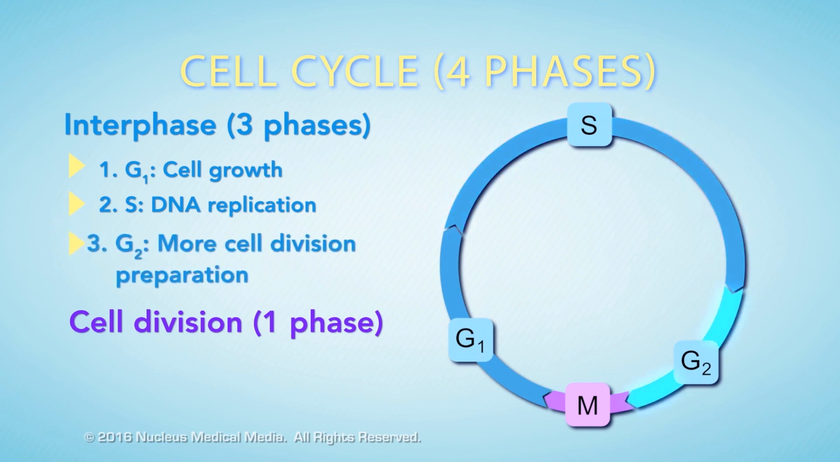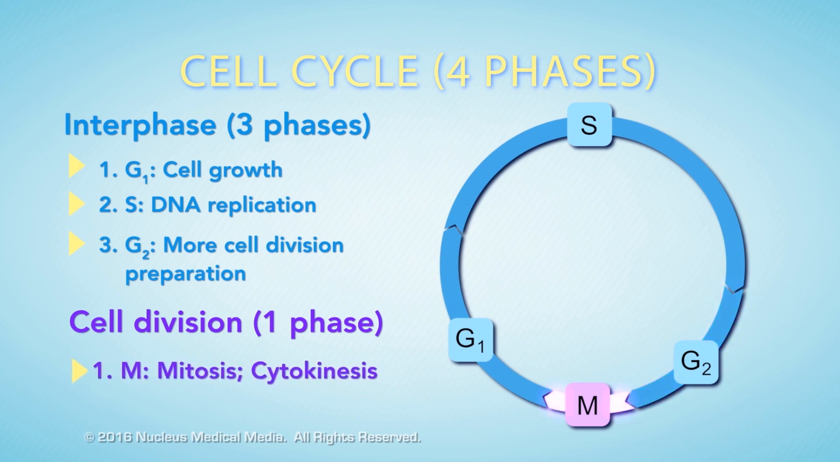In G2, the cell undergoes further preparations for cell division. Finally, we have cell division in the M phase. The M phase consists of mitosis, which is nuclear division, and cytokinesis, or division of the cytoplasm. We'll explore the details of mitosis and cytokinesis separately.